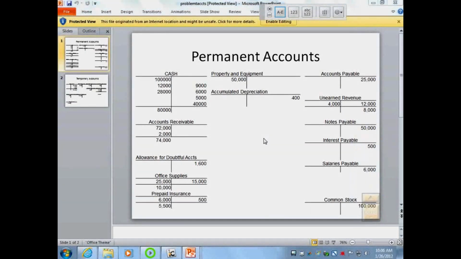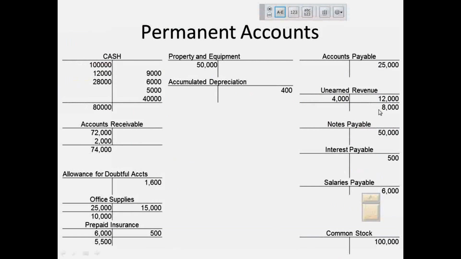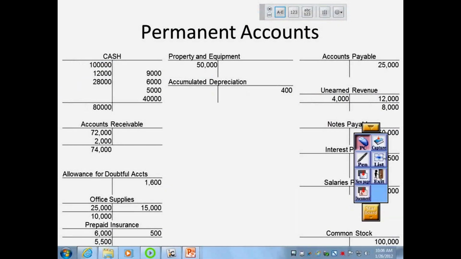So where were we? Okay, so what I did was I just separated our T accounts into permanent and temporary. Okay, what is a permanent account? Okay, so why, even though we called revenues and expenses owner's equity, why are they not permanent? What's different about them?